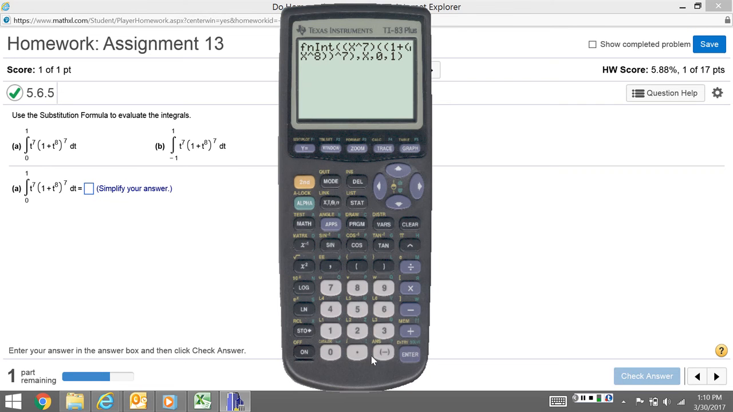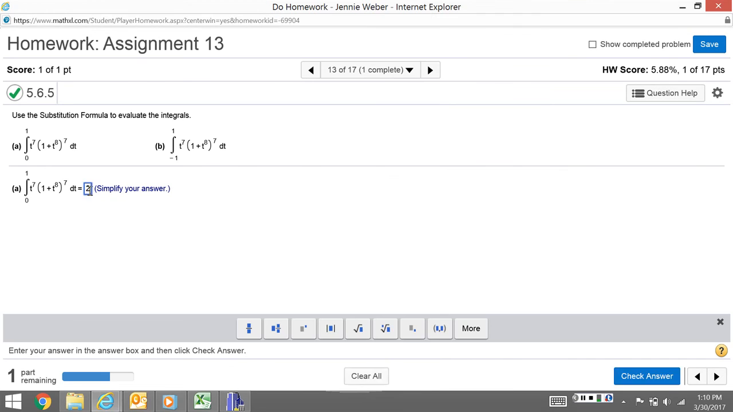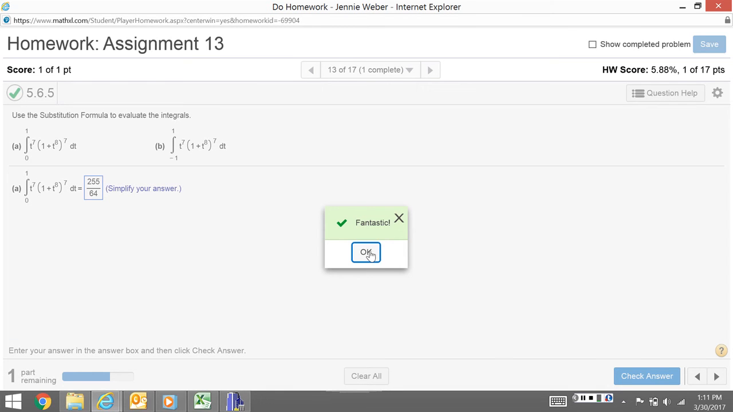It's going to take a little bit here. It's going to have to think about it. The parentheses to me are a must. Now, this isn't the answer they want. I need to go to Math, change it back to a fraction, and there I've got my answer, 255 over 64. And you can see I got the right answer.